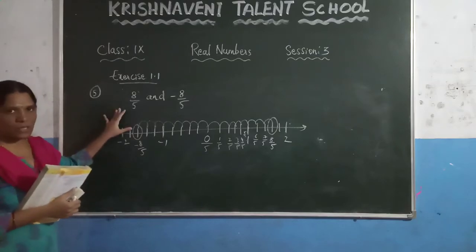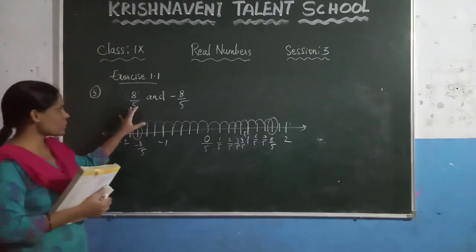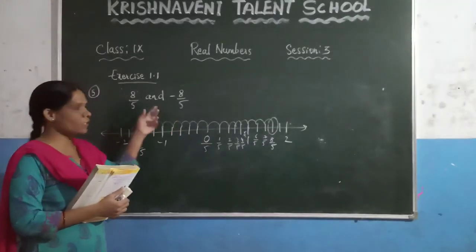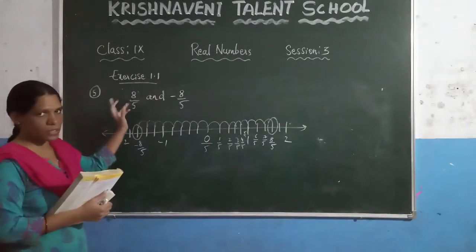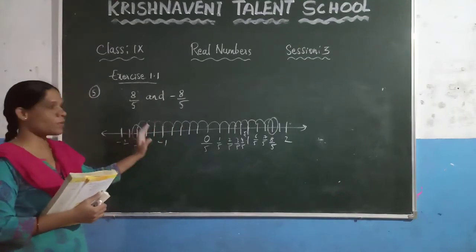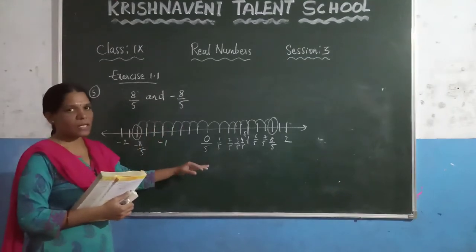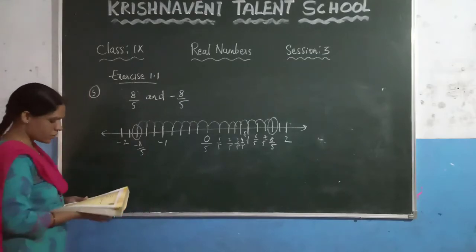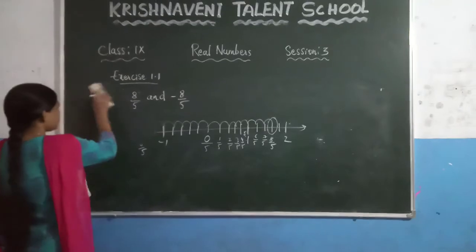If you are given any rational number, you just have to check the denominator, divide that into equal parts, and after that you have to check the numerator and go that many steps on the number line. If it is a positive number, you have to go to the right side, and if it is a negative number, you have to go to the left side. Now see the next question.